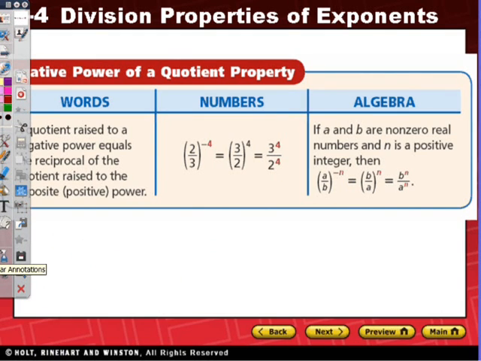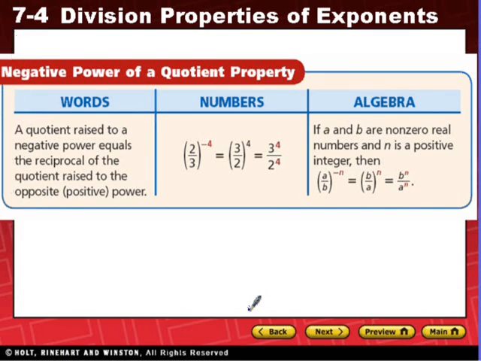Last rule, and we're going to pull them all together. The last few problems are pretty tricky. They force you to use everything from 7-3 and 7-4. Negative power of a quotient. Okay, this is a little bit tricky.